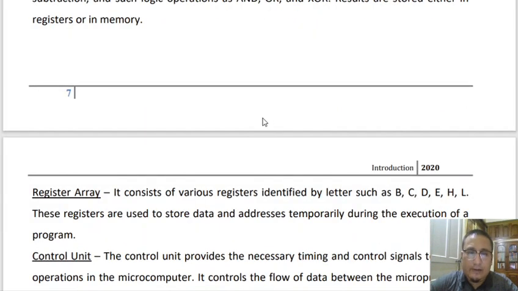Now the register array. It consists of various registers identified by letters such as B, C, D, E, H, L. There can be 8-bit registers or 16-bit registers. In order to create a 16-bit register, we need to create a register pair like BC, DE, HL. These registers can be used to store data, or to store addresses temporarily during the execution of the program.